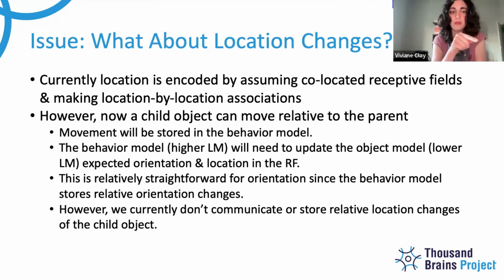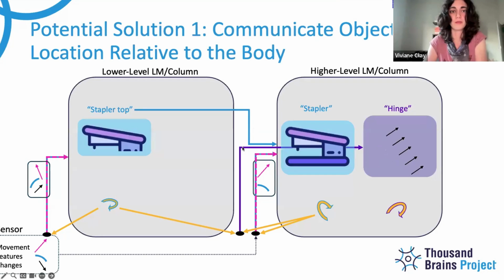It's relatively straightforward for orientation. Like I just showed, you can just update that expected orientation in layer 6. But we currently don't communicate or store relative location changes of the child object to the parent. And so that's the problem setup.